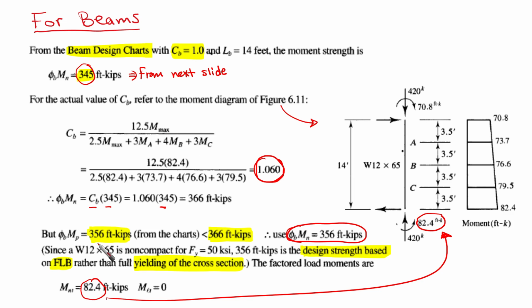We found that it is 356, the maximum flange local buckling from the charts. It is less than 366. This means that the flexure strength of this cross section is going to be 356. It will not reach 366. It must be 356.